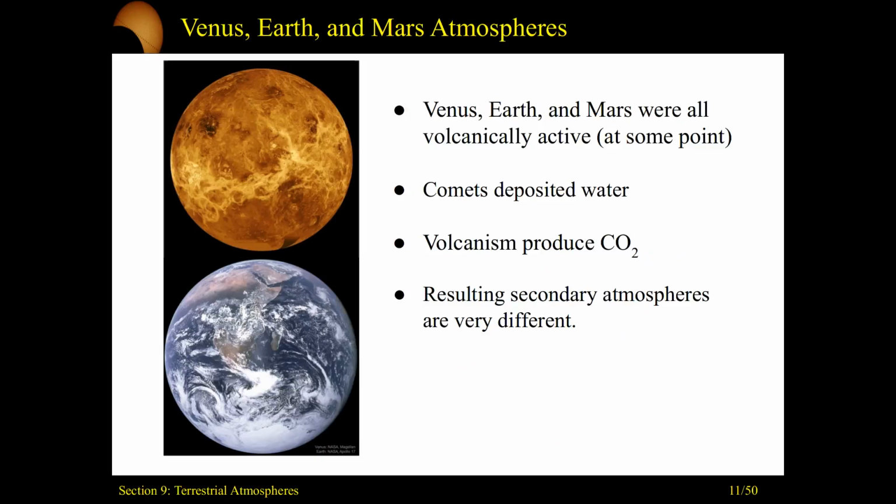So the terrestrial planets that are volcanically active, Venus, Earth, and Mars, or at least at some point they were volcanically active, liberated these secondary atmospheres. Comets could put some water there. That volcanism probably produced a lot of CO2, and that will result in what we'll later describe as greenhouse effects, greenhouse gases warming up the surface of these planets. Altogether, though, the secondary atmospheres of these three planets are going to end up looking very different.